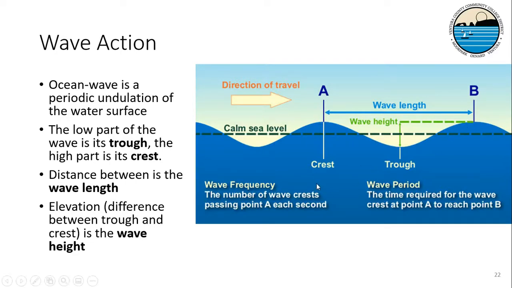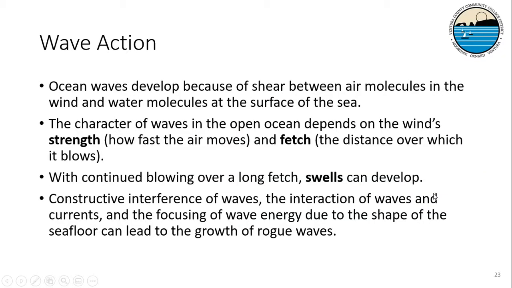We also have wave frequency, which is the number of wave crests passing point A. So how often does a wave pass this point? And the wave period is the time required for the wave crest at point A to reach point B. So ocean waves develop because of shear motion between air molecules in the wind and water at the surface of the sea. And the character of waves in the open ocean depends on the wind's strength, which is how fast the air moves, and the fetch, which is the distance over which it blows.